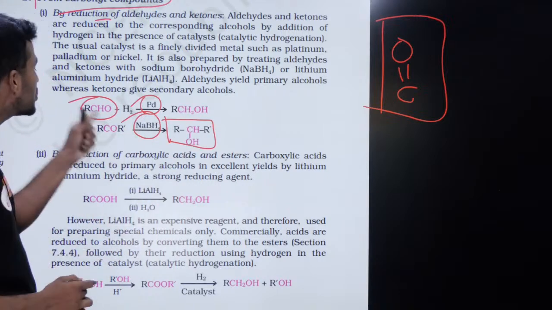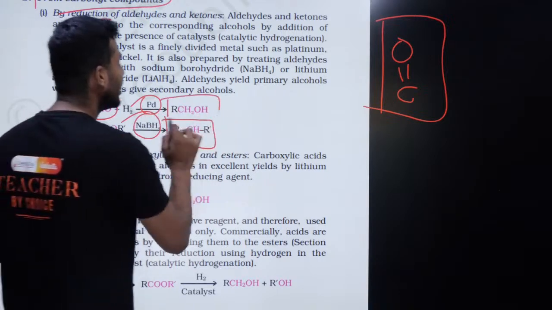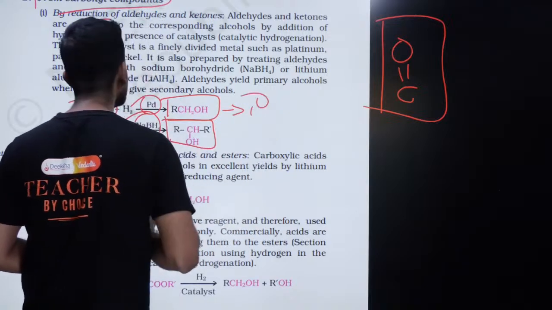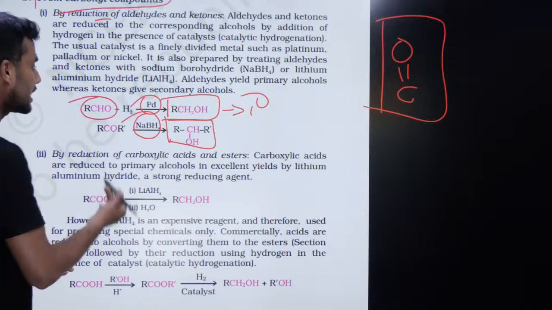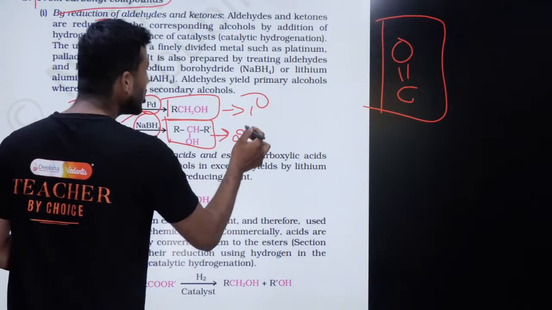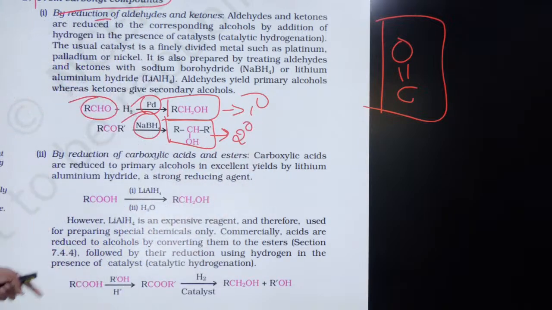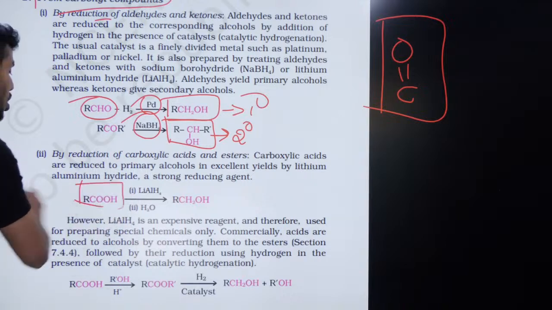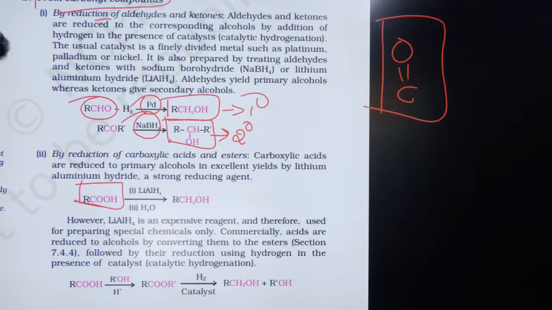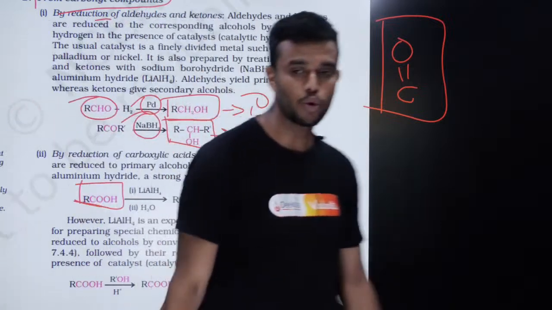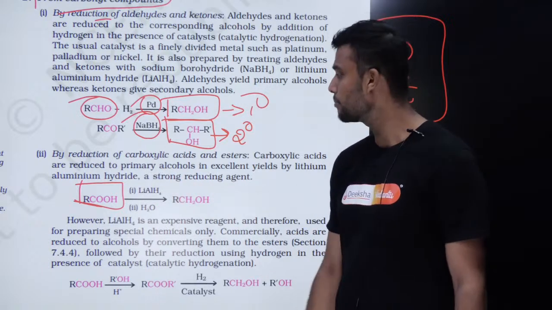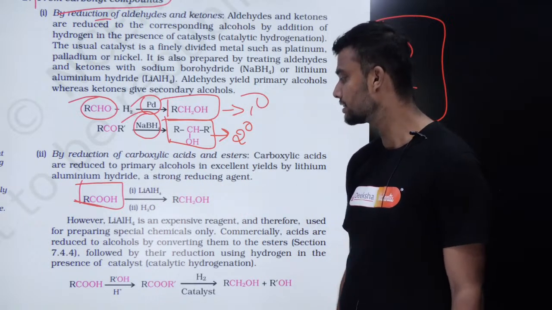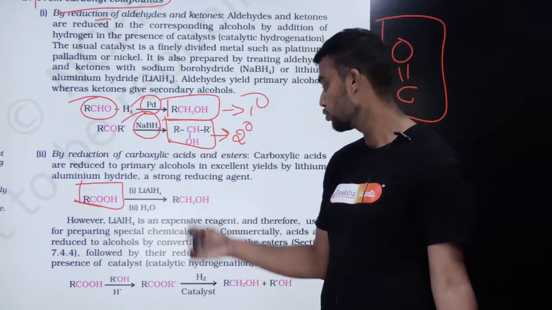But students, whenever you take an aldehyde, it gives a primary alcohol. Whenever you take a ketone, this ketone molecule gives a secondary alcohol. Okay, and also RCOOH is nothing but what, students? RCOOH is a carboxylic acid. The same reduction applies to carboxylic acid and ester. If you reduce this compound, then you obtain this one.